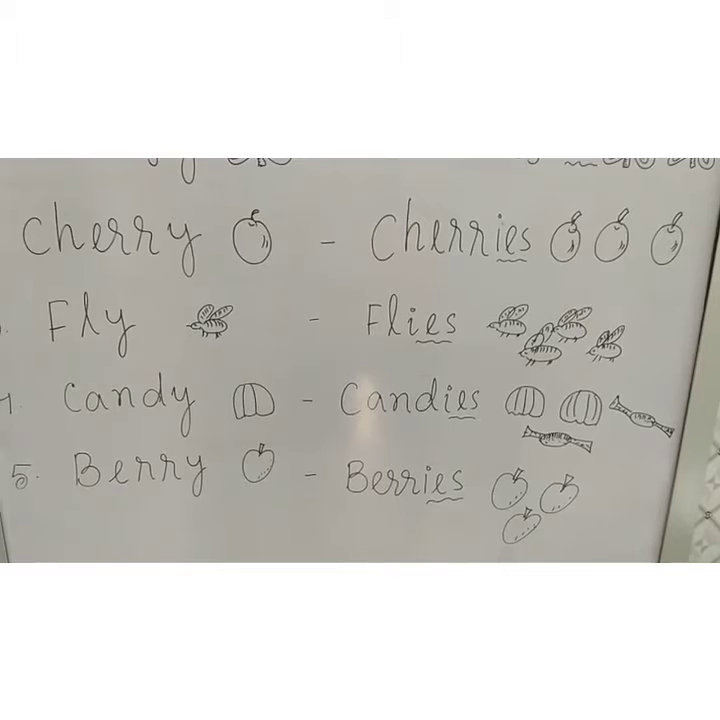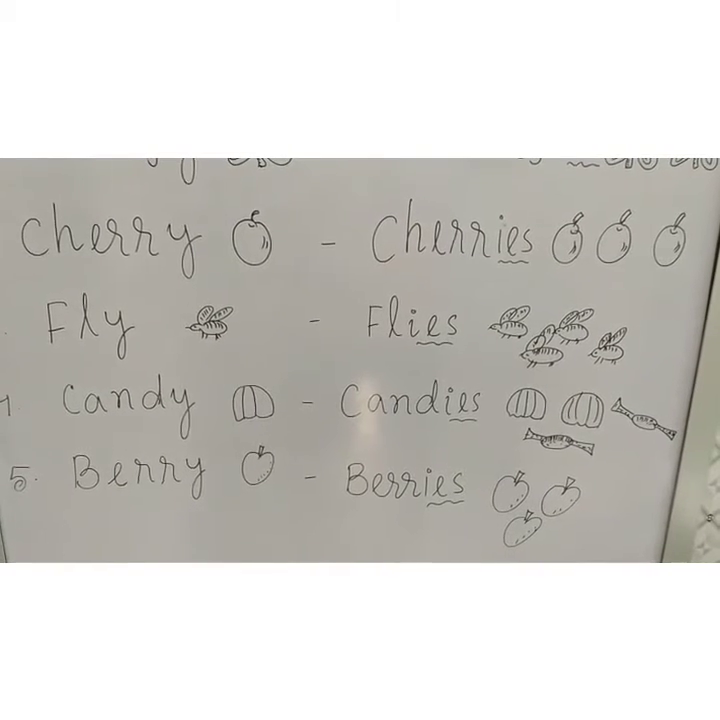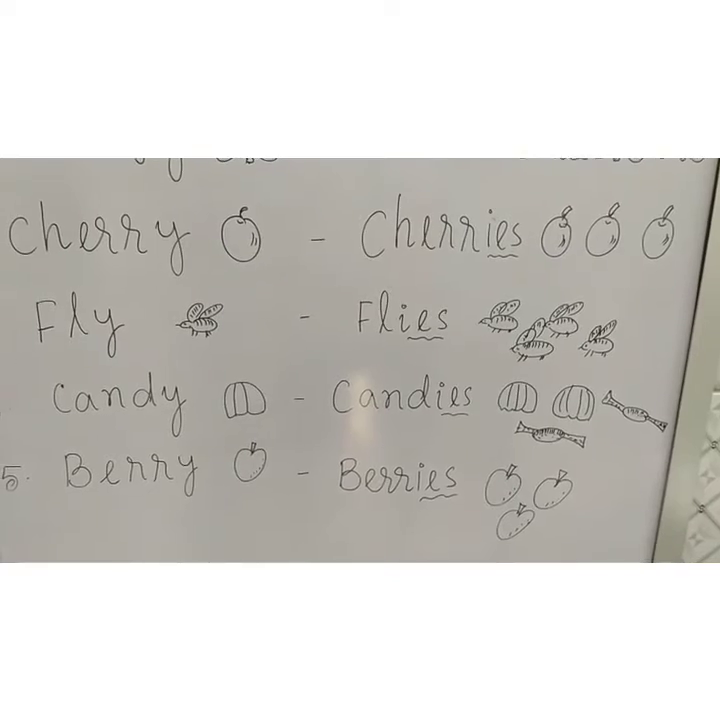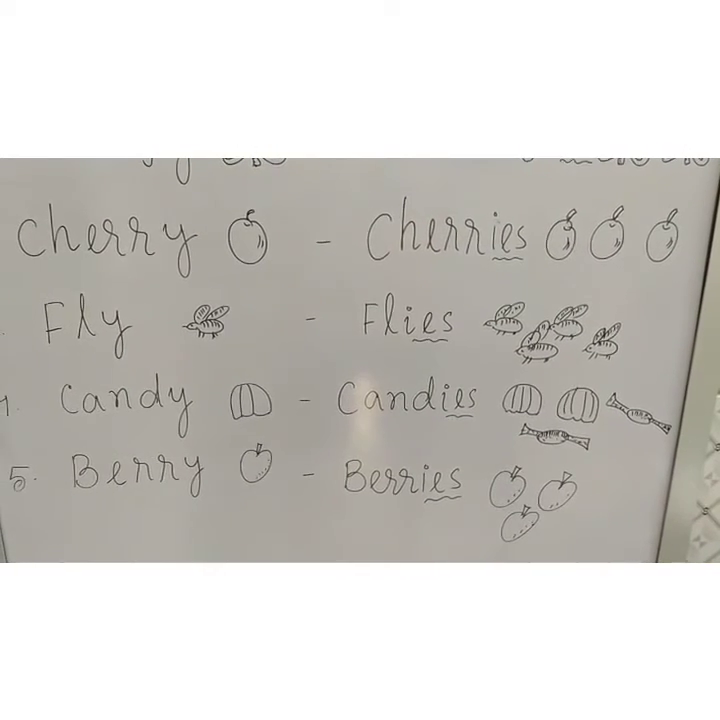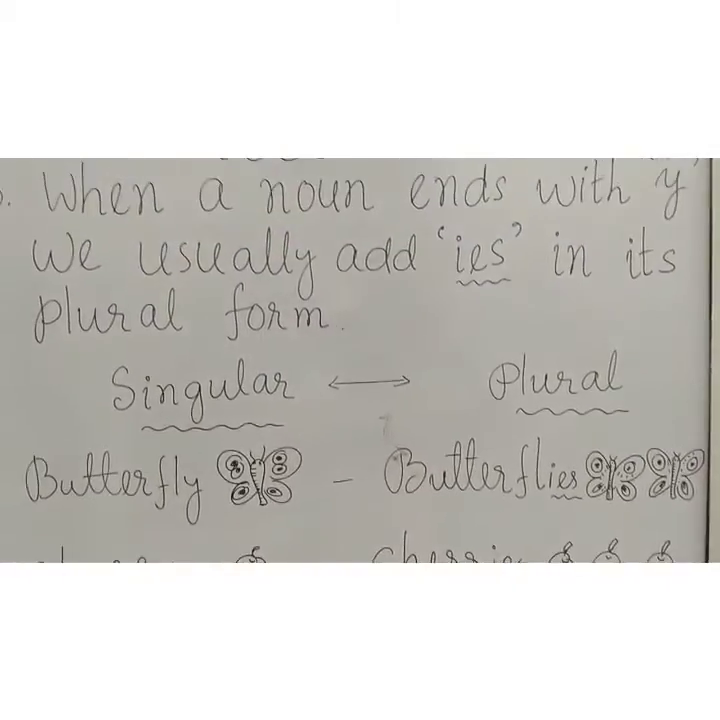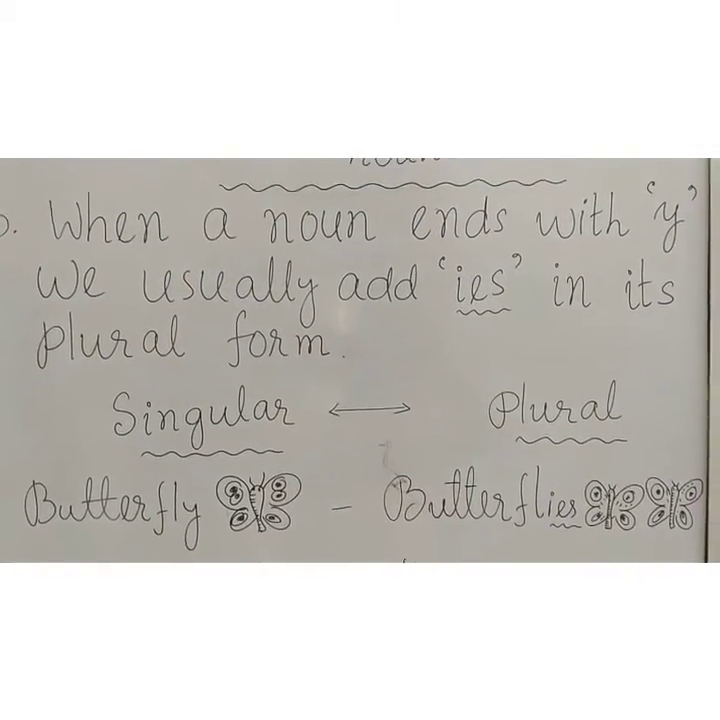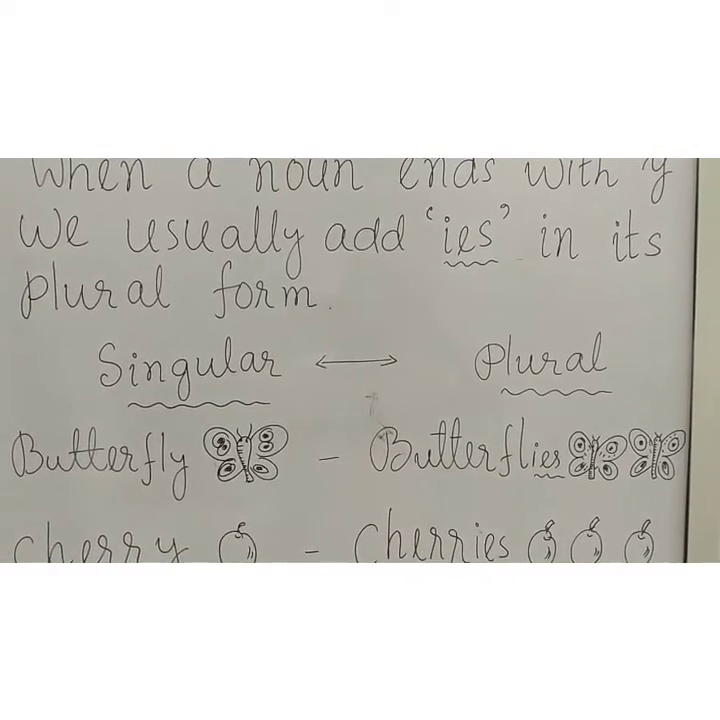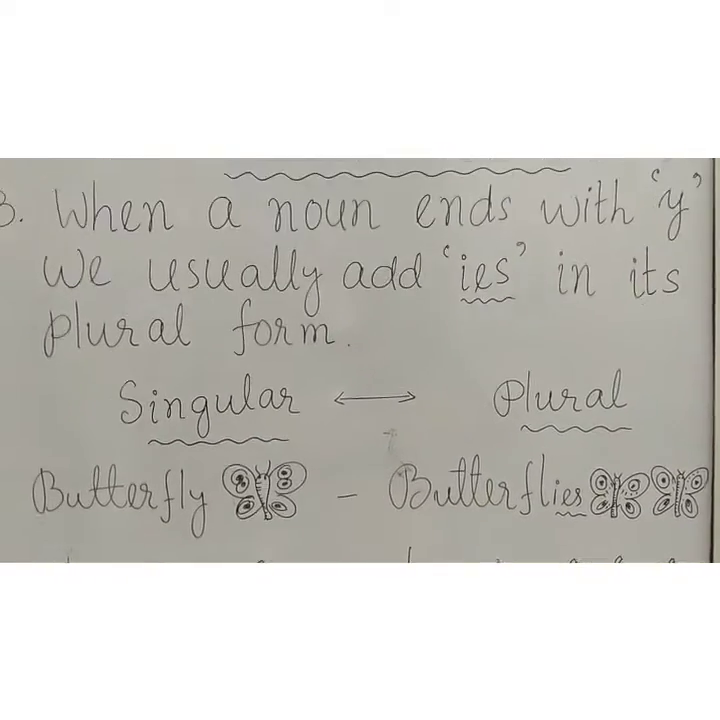Fifth one, berry, a type of fruit, which ends with y. In its plural form, we write berries. These are some of the examples about the nouns which we generally use ies in their plural form.